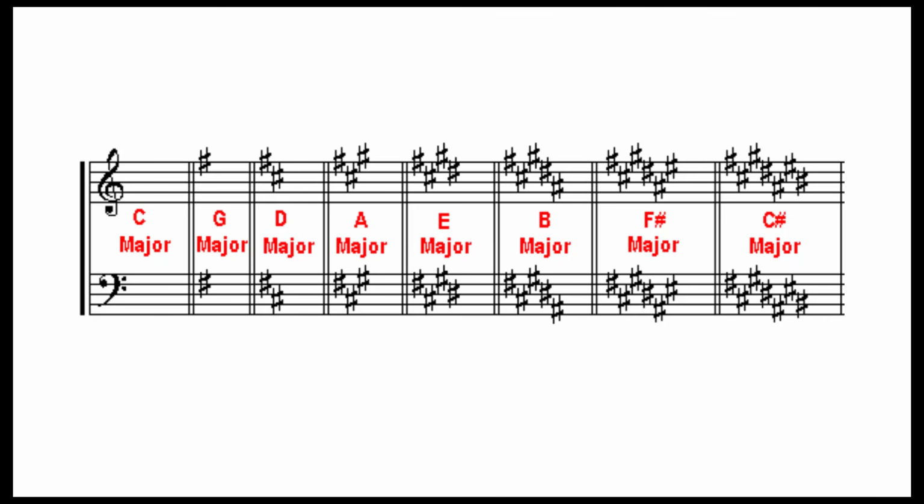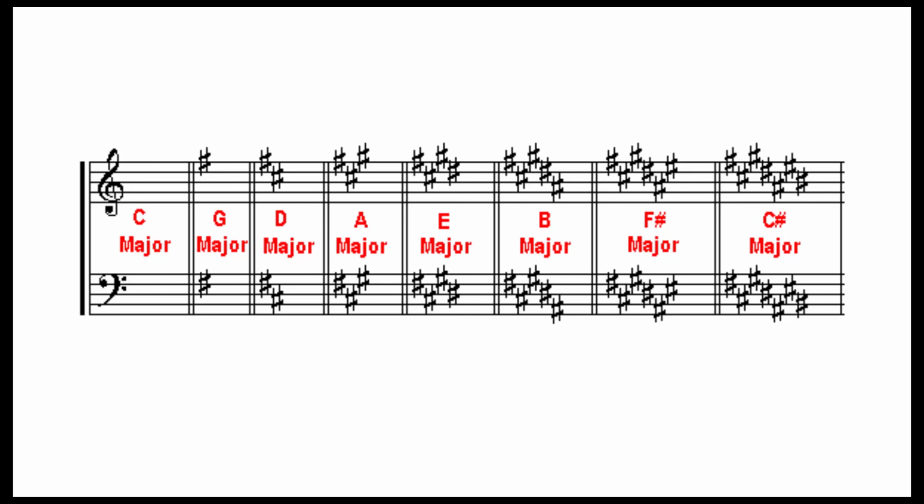Key signatures with sharps. A key signature tells you in what key a song is played. If there are no sharps or flats, the song is in the key of C major. If there is one sharp, it's in the key of G major. If there are two sharps, you're in the key of D major.